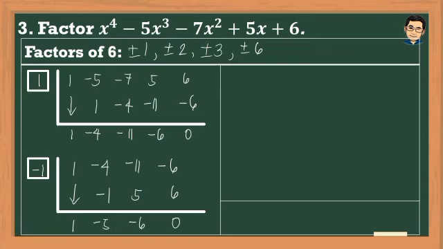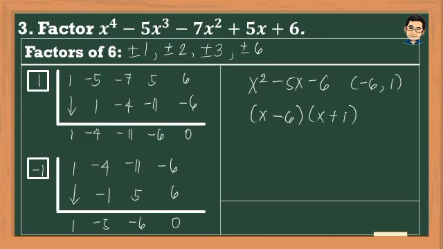Next, yung 1, negative 5, negative 6, i-transform natin as polynomial. So, magiging x squared minus 5x minus 6. So, using general quadratic trinomial, yung factors ng negative 6, na kapag pinag-add natin, lilitaw yung negative 5 are negative 6 tsaka 1. So, sulat lang natin as x minus 6 times x plus 1.